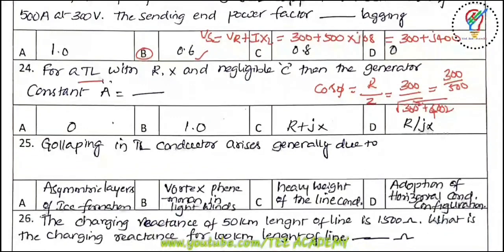For a transmission line with R and X, R is resistance, X is reactance, and negligible C for capacitance, then the generalized constant A is dash. What is generalized constant A? Vs is equal to A into Vr plus B into Ir. Now if you take Ir as 0, then A is equal to Vs by Vr. For a transmission line, it is approximately made equal to 1 here. So answer is 1.